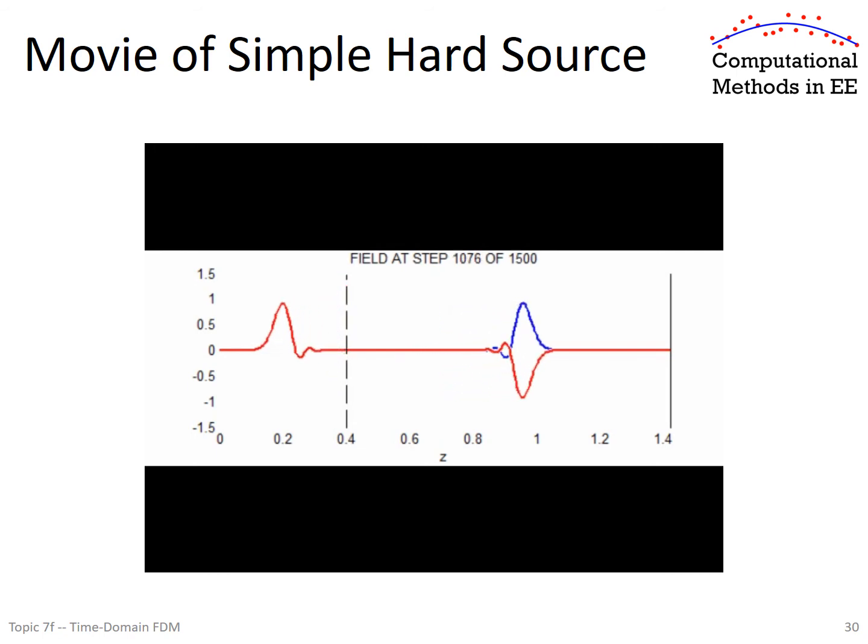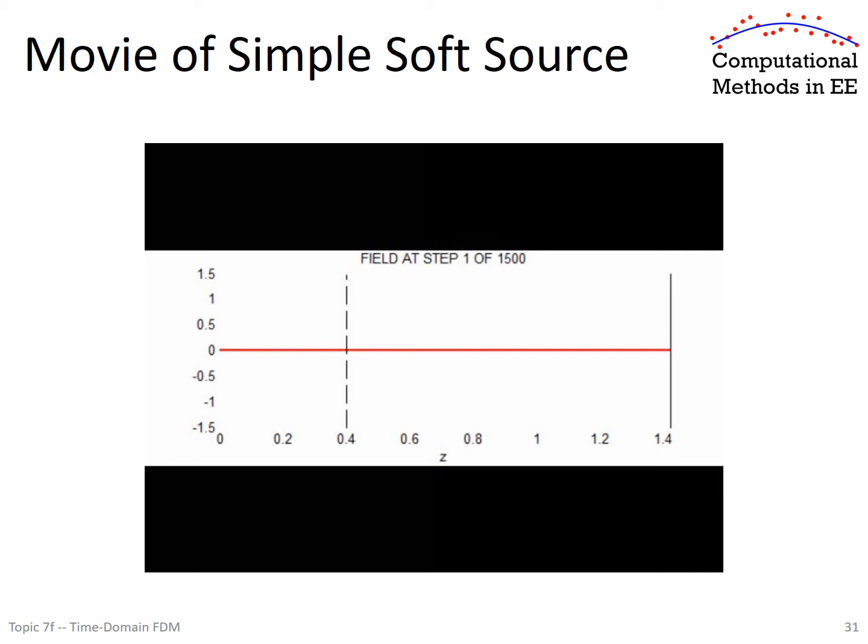So the simple hard source is by far the simplest source, but it's also by far the worst source and probably only talked about academically. I'm not sure people actually use this source for anything real. So rather than just overwrite with our source, what if we just took whatever field value was there and added the source? This is called a soft source, and watch what happens. Reflected waves pass through it as if it was not there. So we call that a simple soft source. This is much more useful than the hard source because waves will just pass through it.